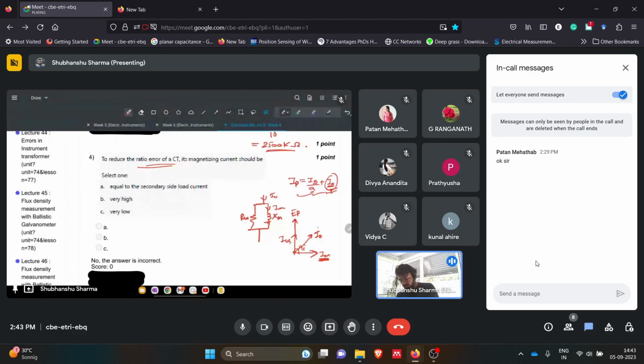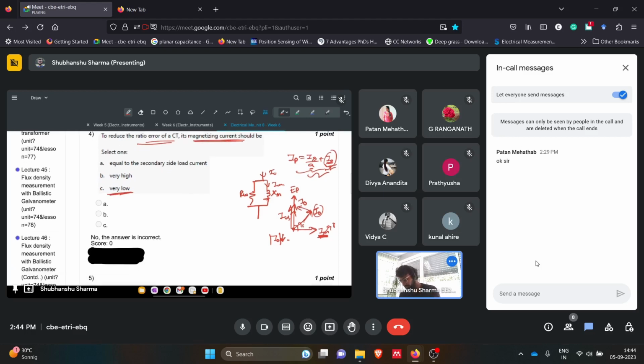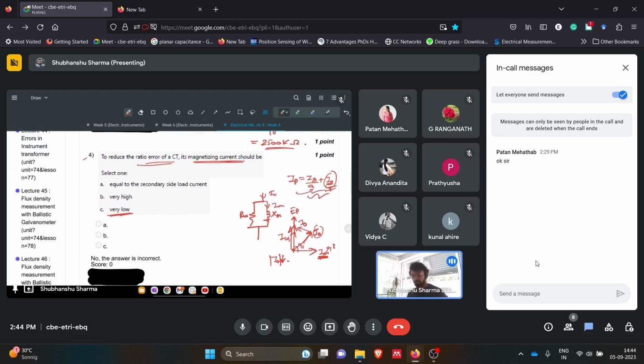So how can we do that? They are talking about the magnetizing current. If we can make it very low, almost zero, then the phasor I naught will come like this. Its magnitude will reduce, and because of that, we can reduce the ratio error also. So for this, we should keep the magnetizing current as low as possible. Okay, so this is also fine.